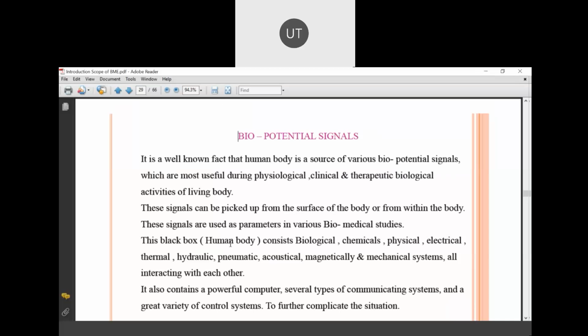body parameters. Now the signals our body generates, there is a specific term we are going to use from here onwards, that is called the biopotential signals. Okay. So our human body is a source of various biopotential signals, which are useful during the physiological, clinical and therapeutic biological activities of the living body. Okay. So these signals can be picked up from the surface of the body or from within the body.